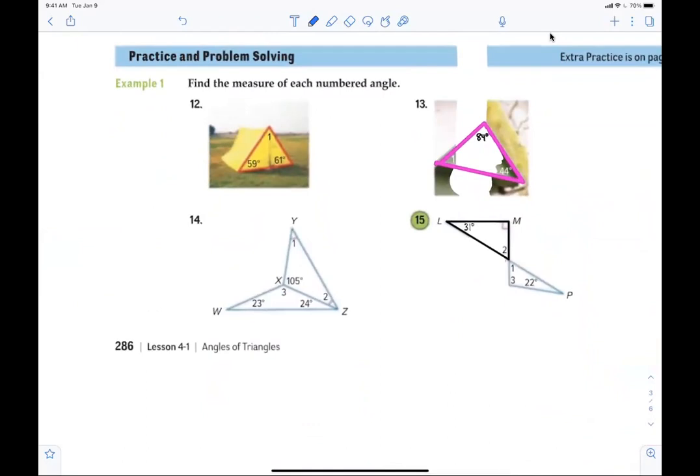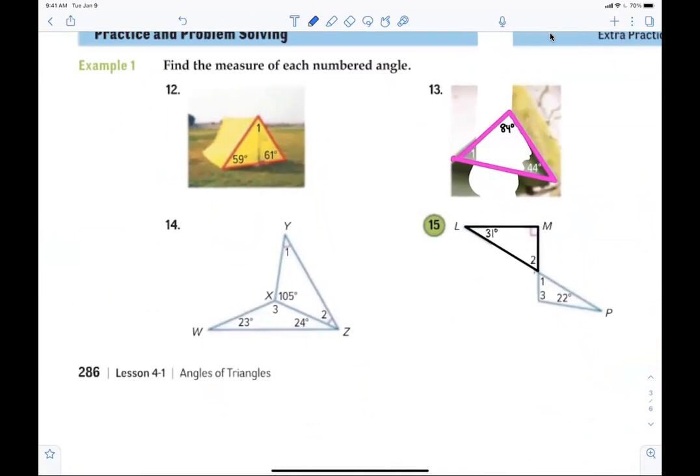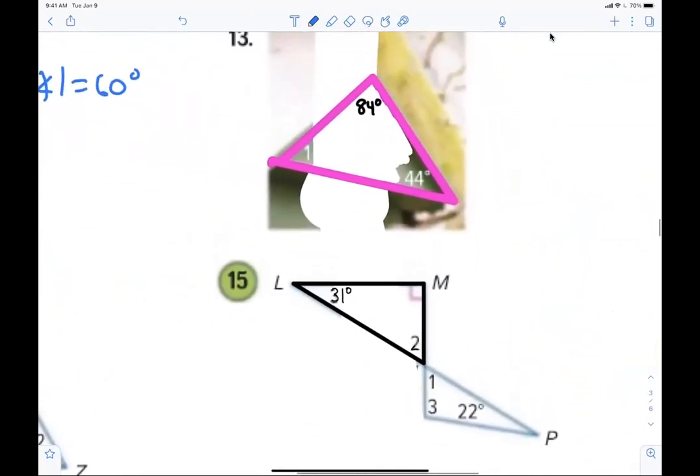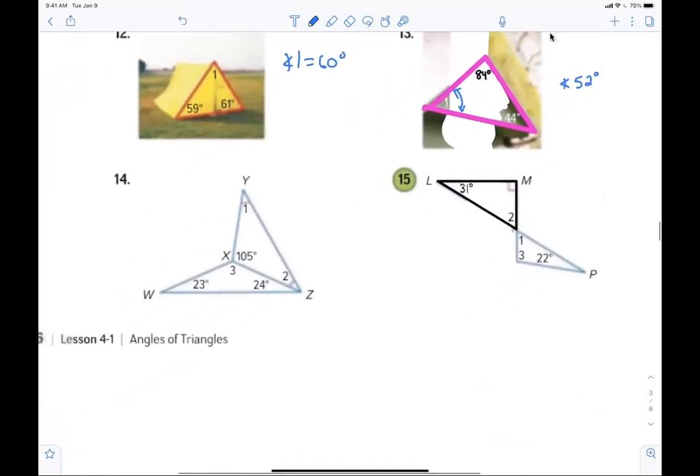All right, so here we go with number 12. Obviously, angle 1 is what, guys? 60. All right, that's an 84. I don't know what happened to my picture here. So I need some help with this angle 1, or this angle right here. Somebody said 52. All right. Now what I'm trying to make sure is you're coming up with 52, not just writing 52 down. Now a little bit more complicated.